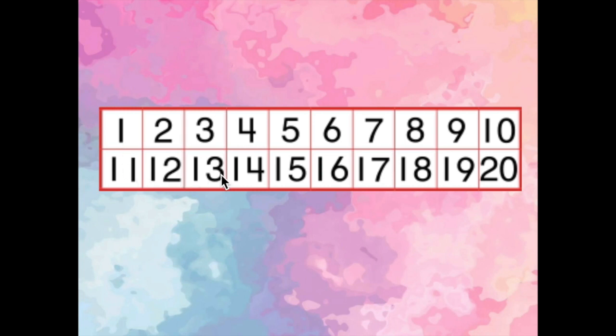I notice the numbers in the bottom are greater. And look, the digits on the right side of each column are the same. We have 4 and 4, 5 and 5, and so on. Let's take a closer look at the column that has 4 and 14.